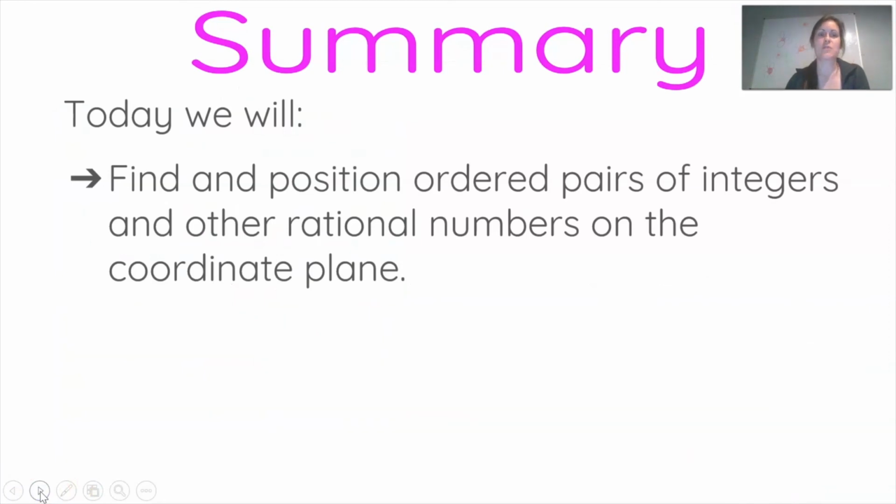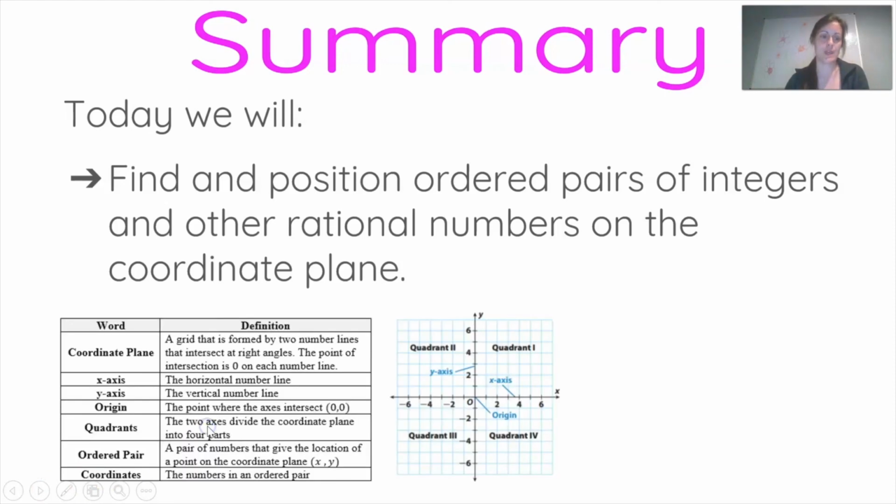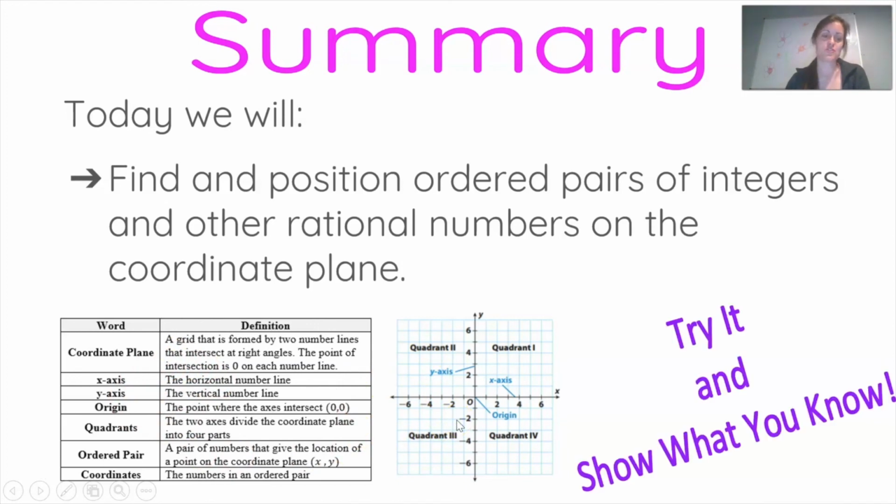Today, our objective was to find and position ordered pairs of integers and other rational numbers on the coordinate plane. In your print packet, there is a graphic organizer that summarizes the vocabulary about the coordinate plane. There sure was a lot of vocabulary in this lesson. And now it's your turn to try some problems and show what you know. Look back at the examples in the print packet to give you some assistance. They're great models for you to refer to if you get stuck.